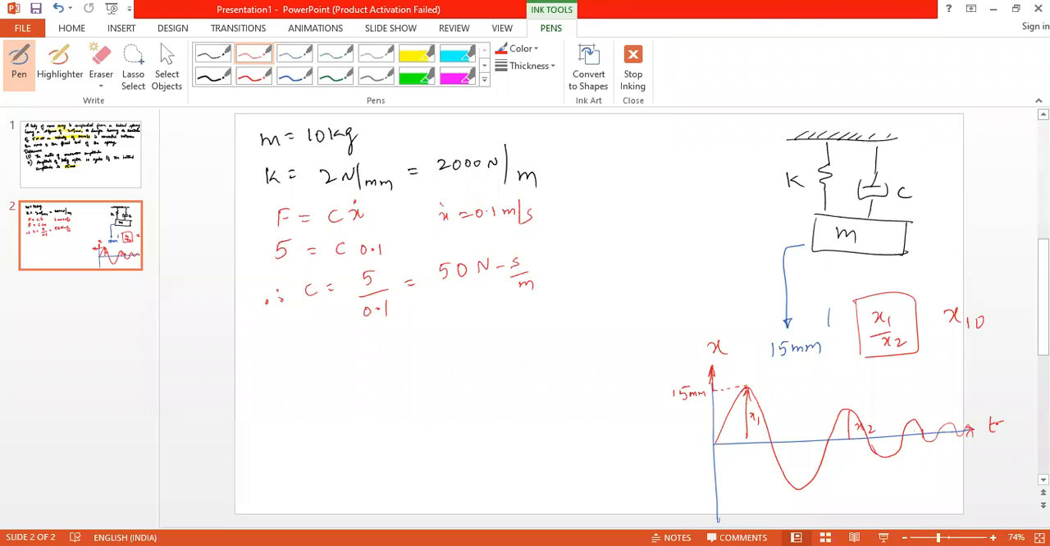Have you understood the question? Yes, sir. You need to find the value of x10, x1 by x2 and x10. You need to find this.